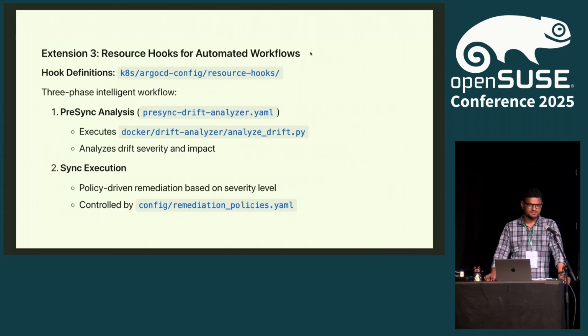So one is the pre-sync analysis. Whenever there is a configuration drift, the pre-sync hook will run, and it analyzes the drift and the severity and its impact. Then sync execution. So this is where the actual execution happens, whether to keep the configuration in sync or not. And you can control the policies in this YAML.